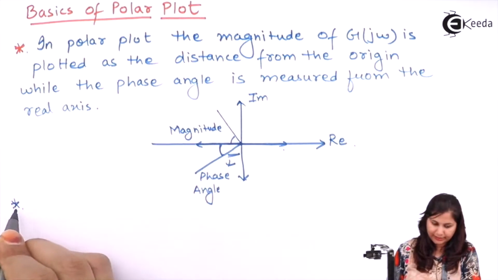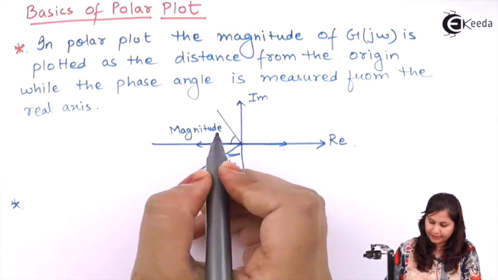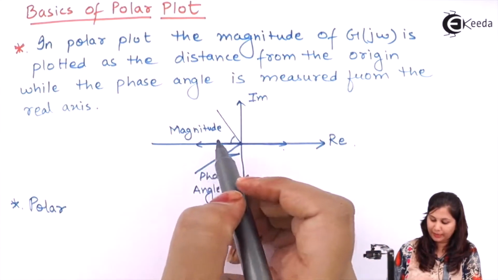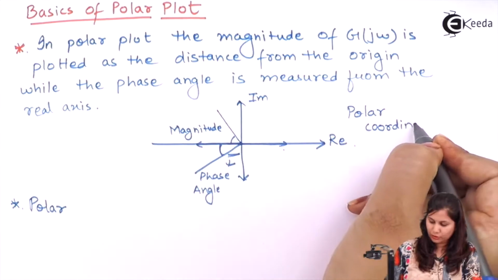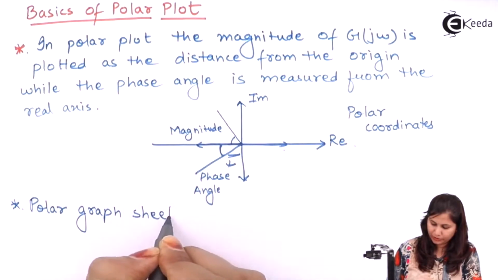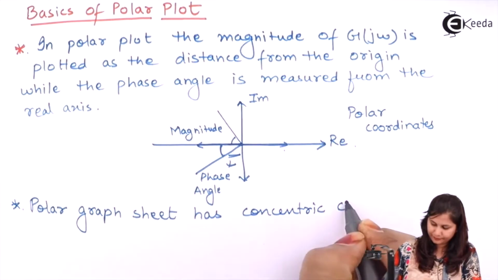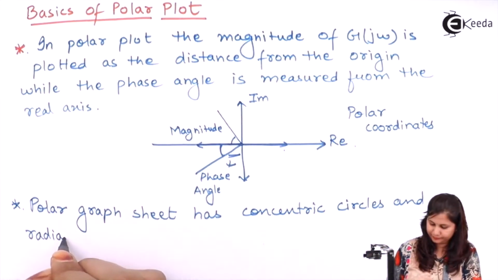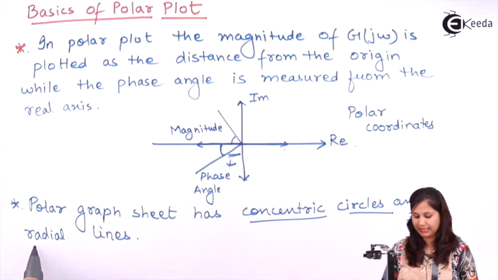The second point is that in polar plots, the magnitude, we have said that it is the distance from the origin. So the polar graph sheet, because we are plotting the magnitude and phase angle on the polar coordinates, we will be having a polar graph sheet, and this polar graph sheet has concentric circles and radial lines. So polar plot of a system will consist of concentric circles and radial lines.